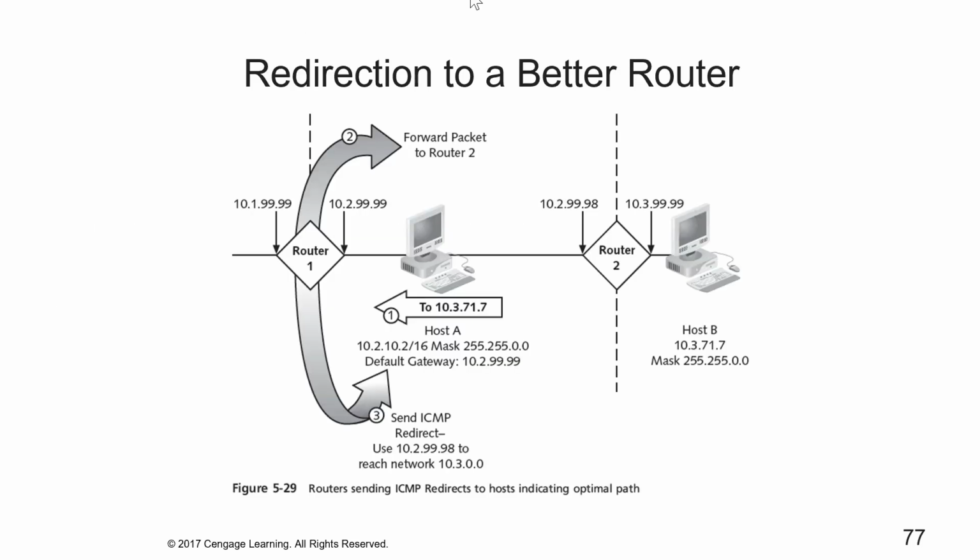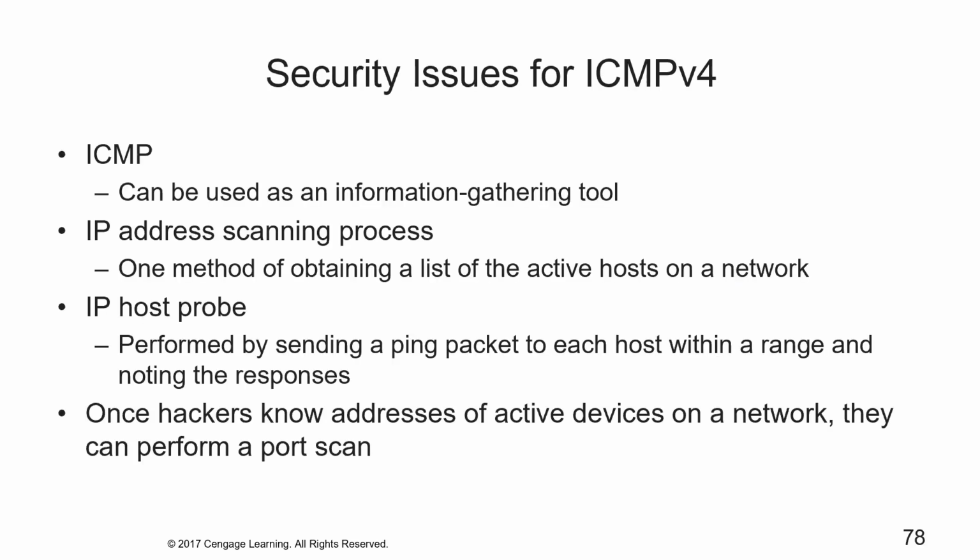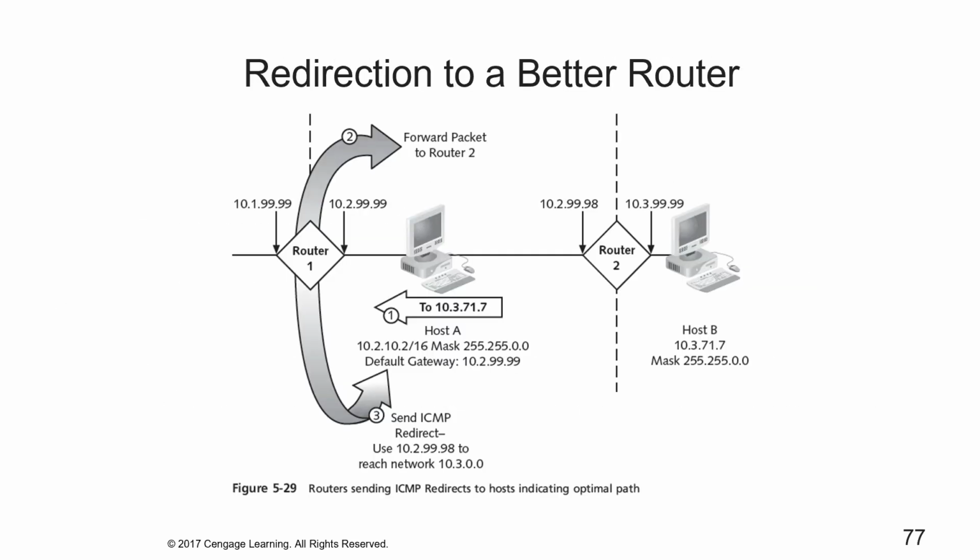So even though a router can send a message back to the host giving the IP address of a better router, it will still forward the originally sent packet to its destination. So here, we're seeing an example of redirection to a better router. There's a major drawback to redirection.